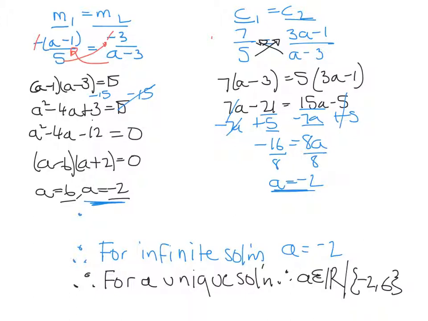Now for no solutions, that must mean the gradients were the same but the intercepts were different. Now the gradients are the same when a equals 6, but the intercepts are different. That will mean when a is equal to 6, these two linear graphs will both have the same gradient, but they won't have the same y-intercepts, so they'll be parallel and different graphs.